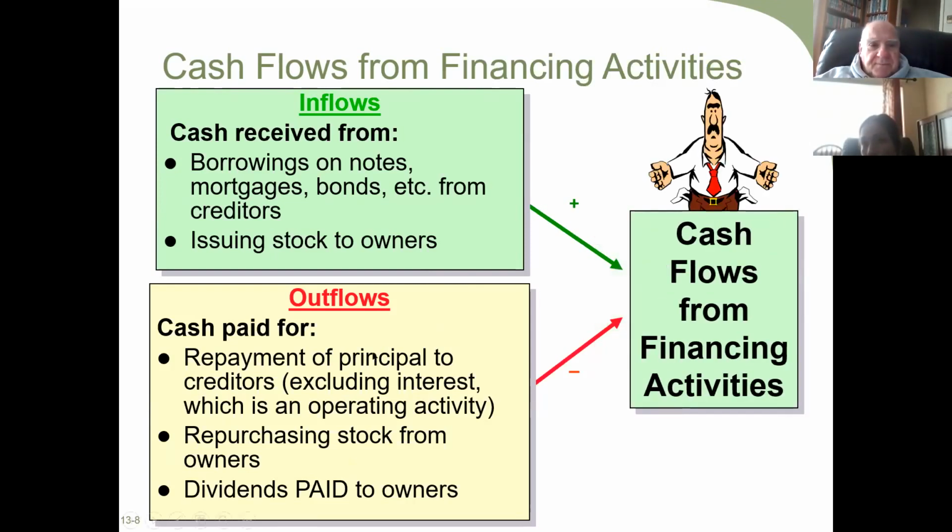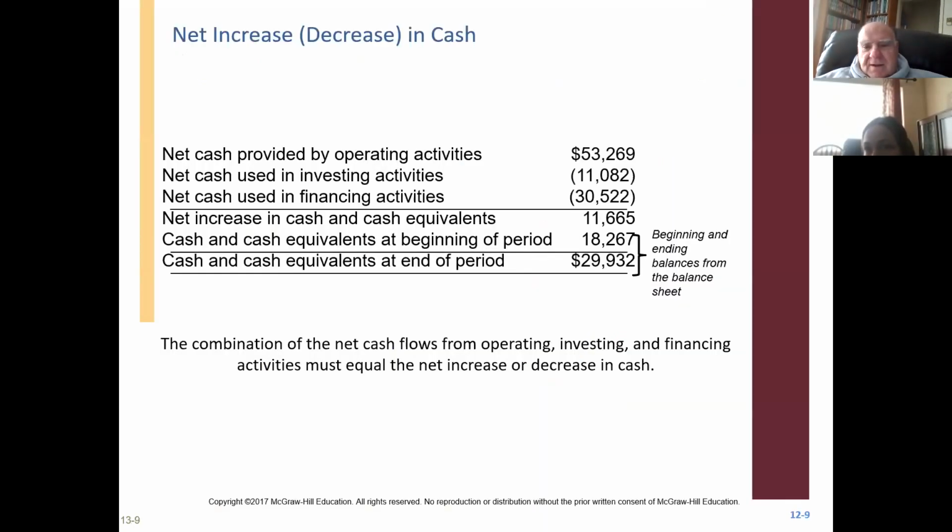And look at the financing. It's borrowing. You borrow on notes, mortgages, bonds. Issuing stock, that's another way to raise money by financing. Outflows, well, you got to pay interest. Maybe you're going to repurchase the stock and you might pay dividends. Those are financing. So when you're doing your homework, be clear what's financing, what's investing, and what's operating. And here they're just showing you a super summary of what we're trying to get at here, okay?